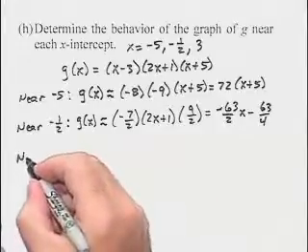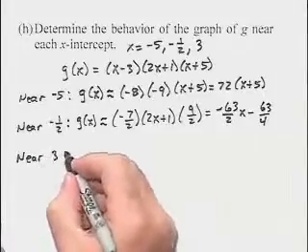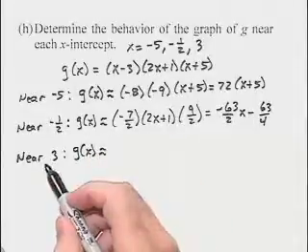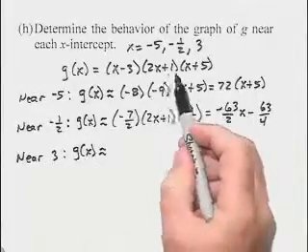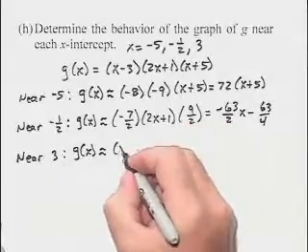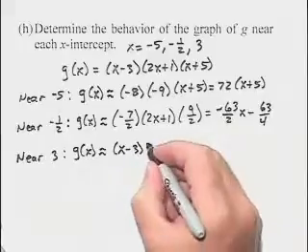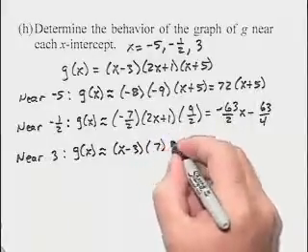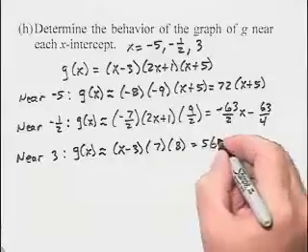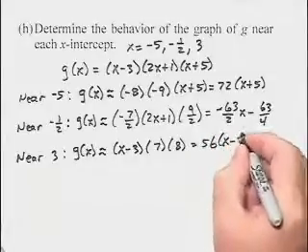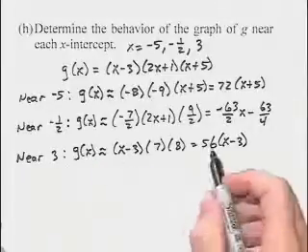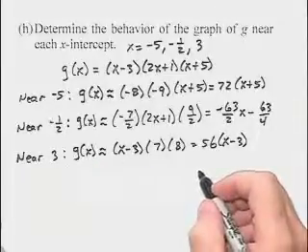And our last intercept was 3. So we look at the behavior near 3. Following the same procedure, we're going to let x equal 3 in the 2 factors that did not give us this x-intercept. So g of x will be roughly (x - 3) times 7 times 8, which is equal to 56 times (x - 3). So near 3, the graph of g will look like a line with slope 56.